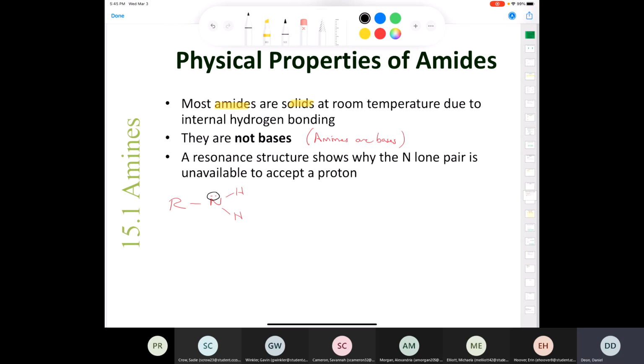But if we look at, and I'm going to move this out of the way because I don't want to confuse you, so I'll move this over here. Amines are bases, cool. But if we look at the resonance structure of an amide, it explains why they are not bases. Let me show you.